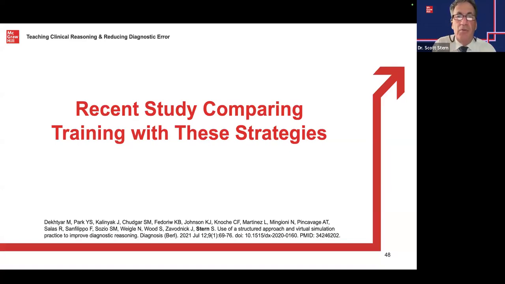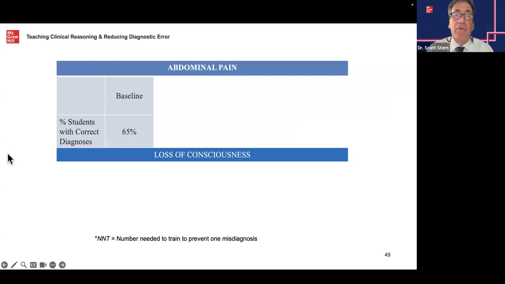So that's anecdotal evidence. It might not convince you very much. So we did a multi-center study at 8 medical schools that looked at training with these strategies versus not. What we did is we took a large group of students at 8 schools and randomized them to be trained in either abdominal pain or transient loss of consciousness. And then we gave them cases.